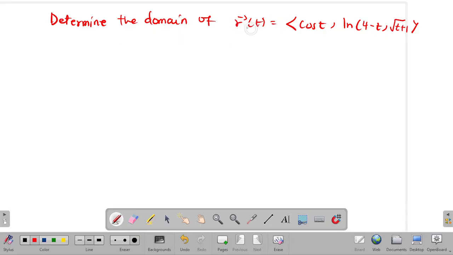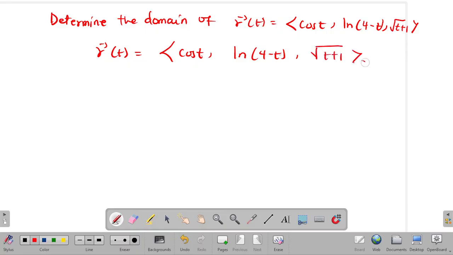So I have a function r of t. This is a vector function, okay? And the vector function has got the element cos t, natural log of 4 minus t, then we have square root of t plus 1. So let me write it here. So r of t is equal to cosine of t, comma, natural log of 4 minus t, comma, square root of t plus 1.